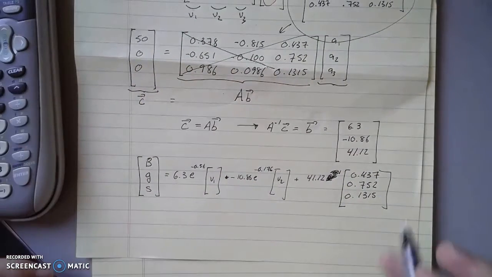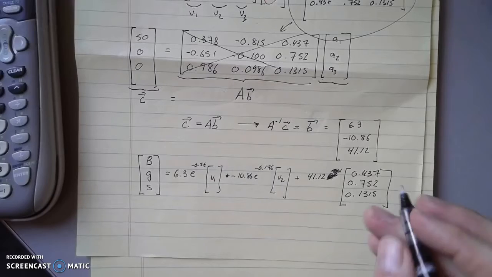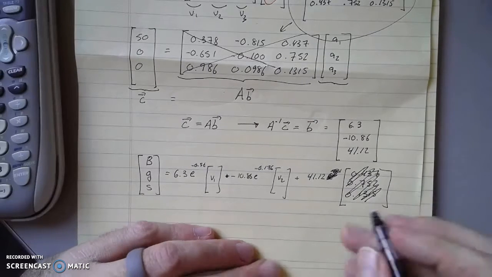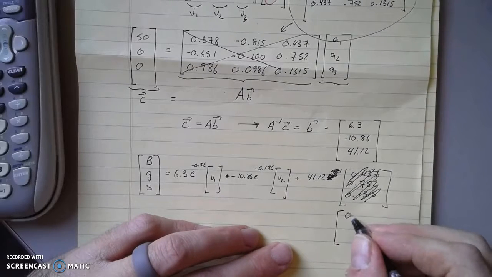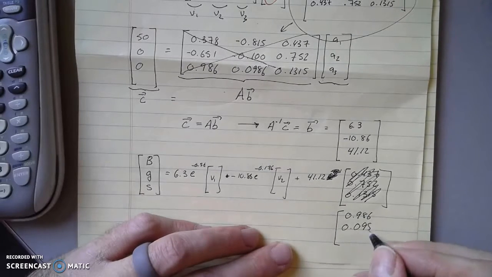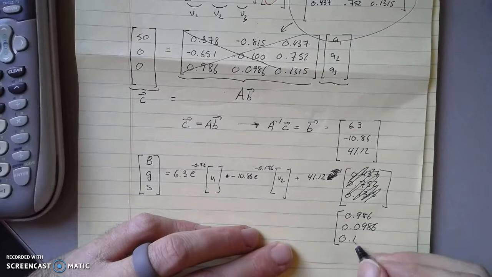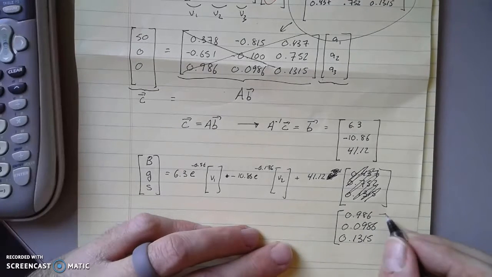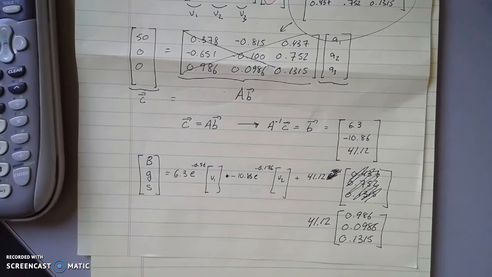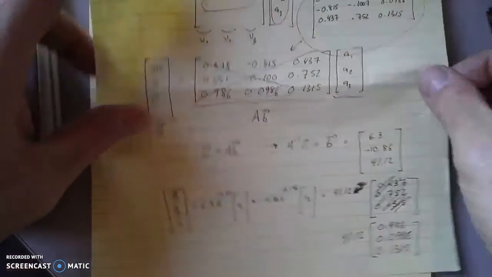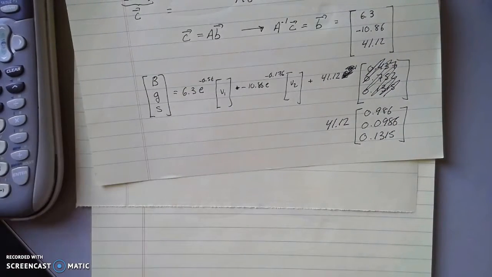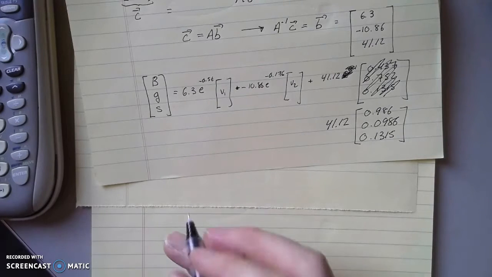Going back down here, however, this eigenvector is not correct. So this should be 0.986, 0.0986, 0.01315, and we're going to multiply those three numbers by 41.12. So let's do that.